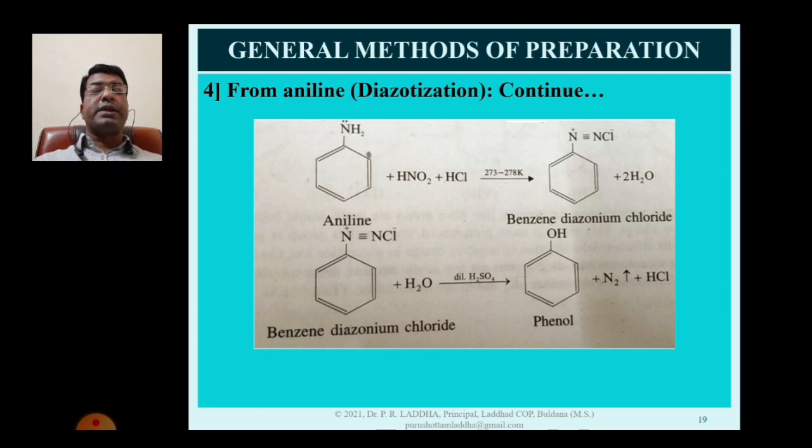NH2 group which is present on that benzene ring in case of aniline, so that NH2 is converted into N2+ Cl-. This diazonium salt is obtained from aniline. It is called as benzene diazonium chloride. And then in the second step, that diazonium salt gets coupled with dilute sulfuric acid, and here it produces phenol.